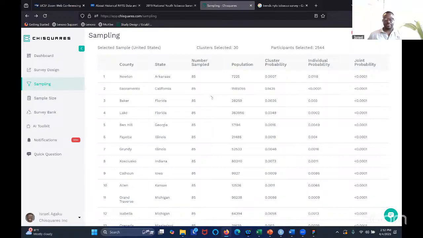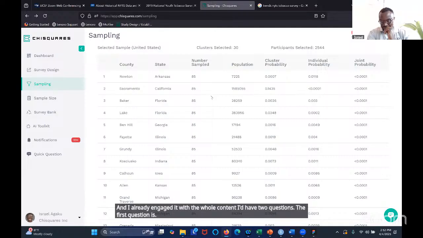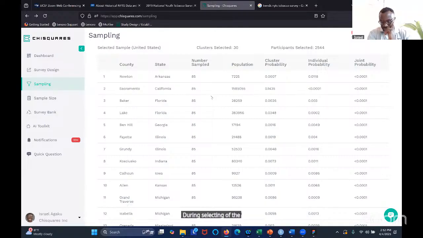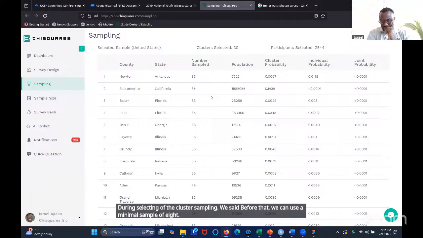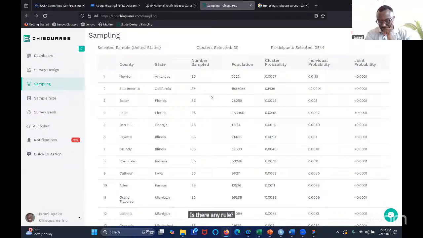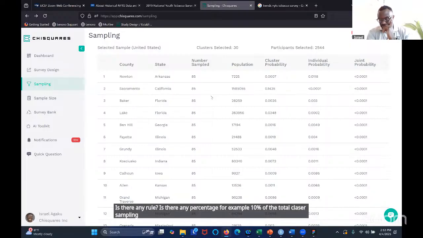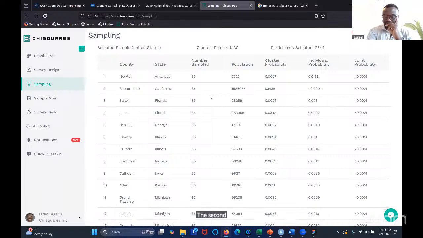Okay. Good evening, Prof. I really appreciate the presentation, and I engaged with the whole content. I have 2 questions. The first question is, during selection of the cluster sampling, we said before that we can use a minimum sample of 8. Is there any rule? Is there any percentage? For example, 10% of the total clusters, or 1.5? Is there any rule?